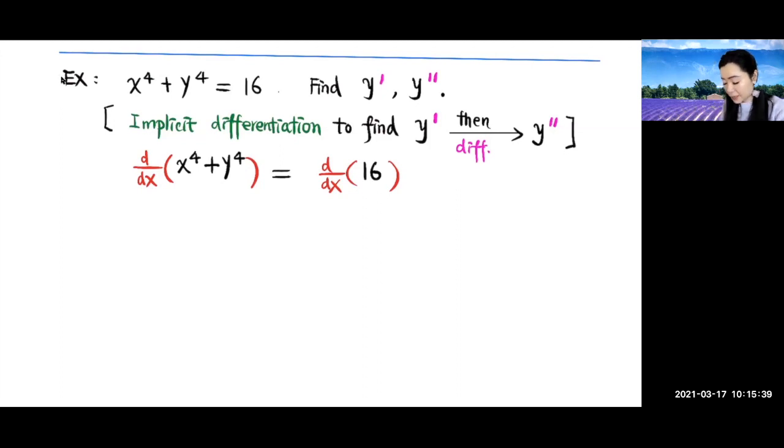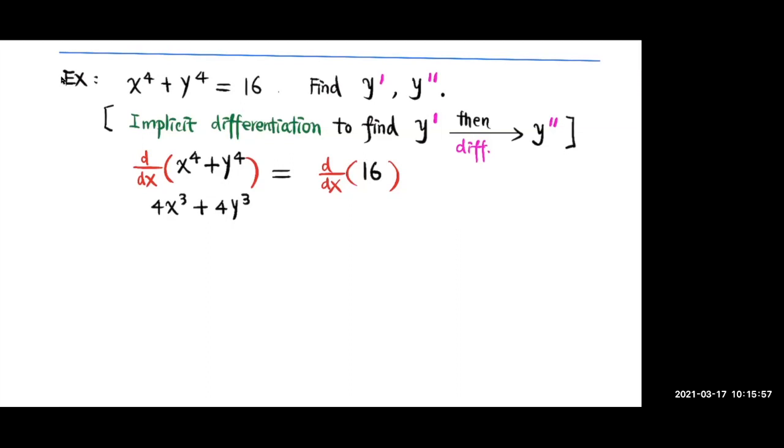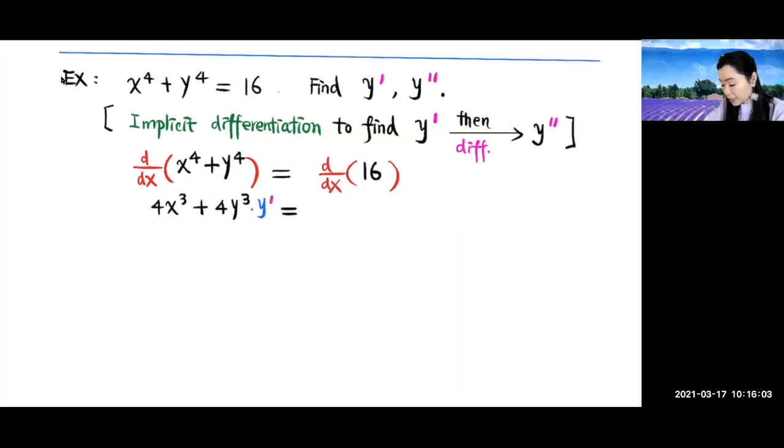Okay. Now differentiate this with respect to x. I get 4x cubed. Differentiate this with respect to x. What do we get? 4y cubed. But that's not all. What else do I need to have? Times y prime. Done with this. On the other side, the derivative of 16 with respect to x is 0.